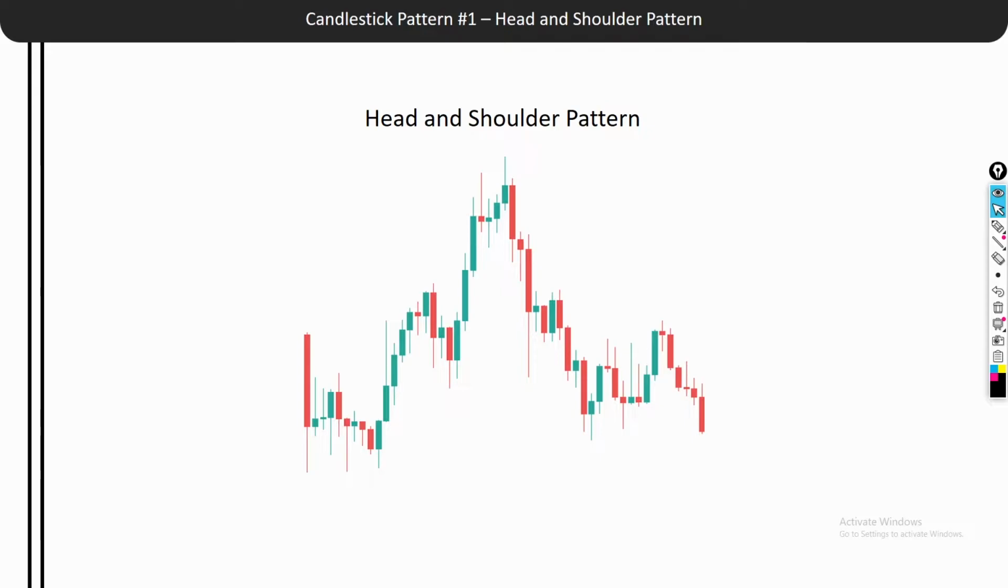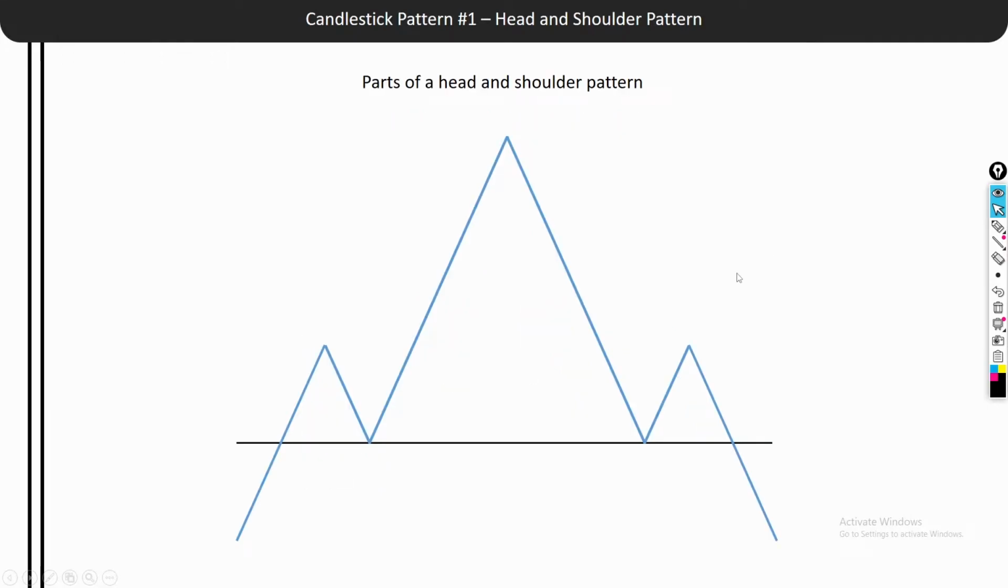Hello everyone. Today we'll talk about the head and shoulder pattern. What is it, how it works, and how to trade it. Firstly, let's see the parts of a head and shoulder pattern.